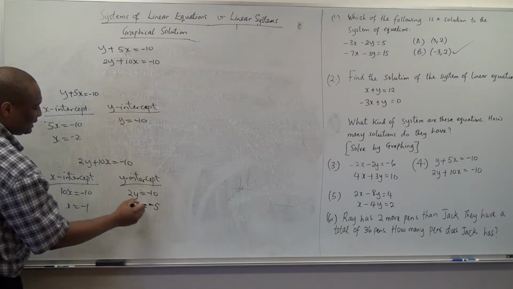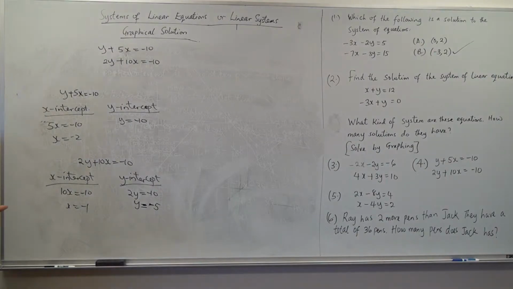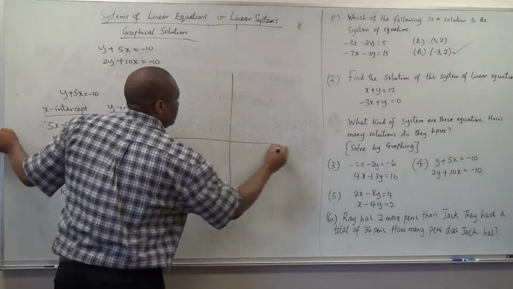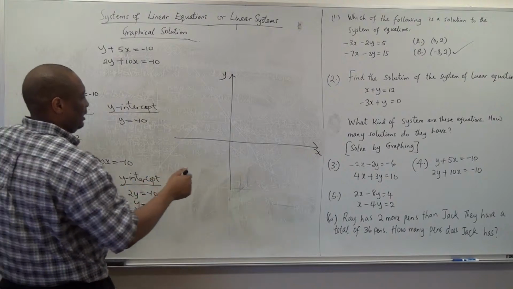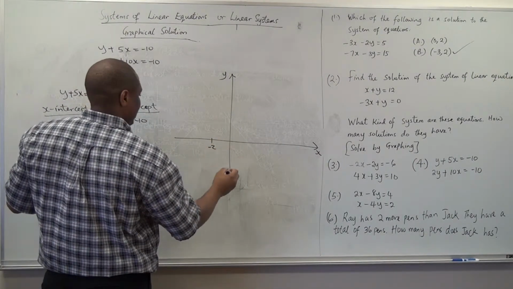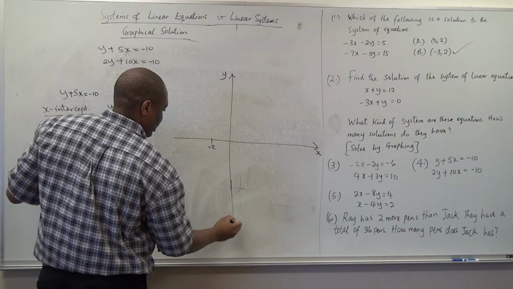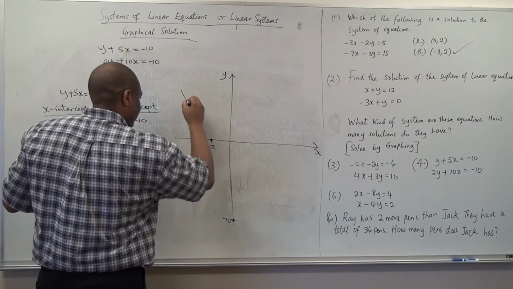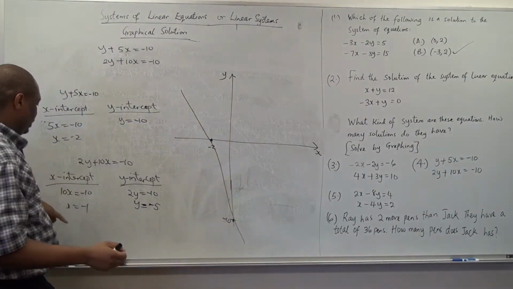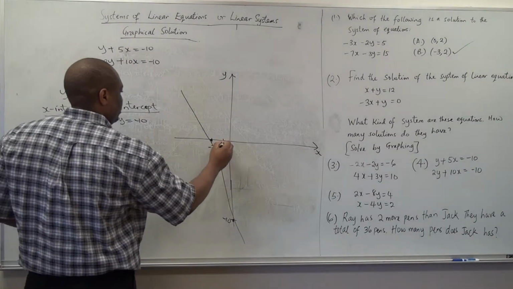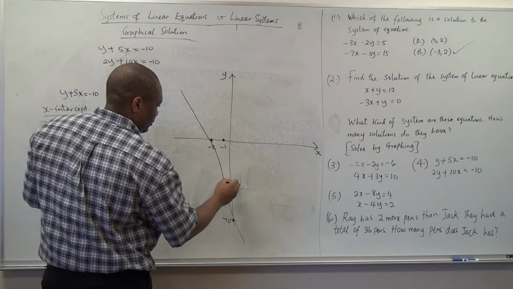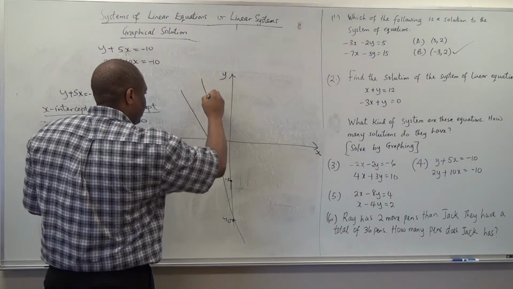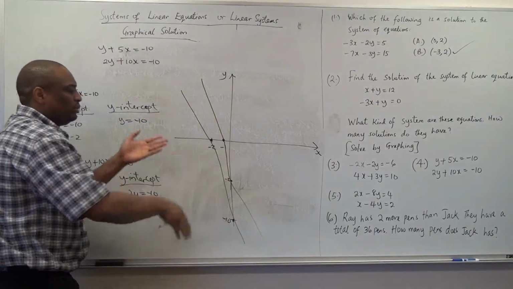Now, I'm solving this fast. You need to take your time and do it so that you can get it right. Okay? So, if we draw the graph of this, x and y, here when x is negative 2, y is negative 10, around here. So, this is the graph here. Then here when x is negative 1, y is negative 5, around here.